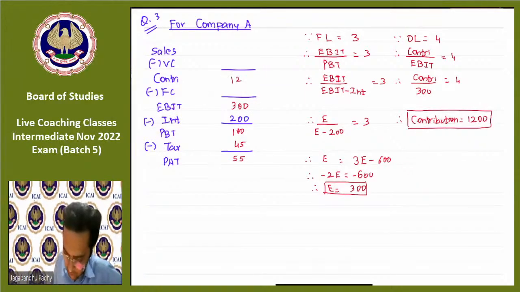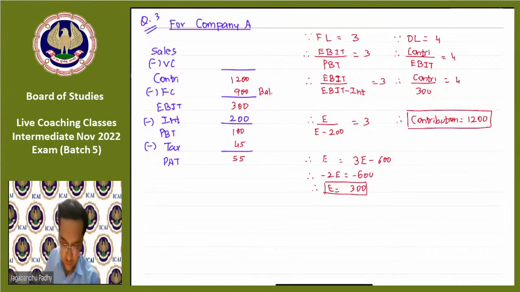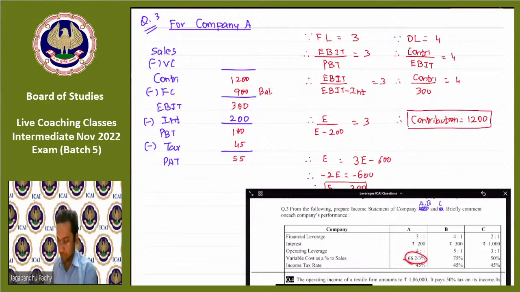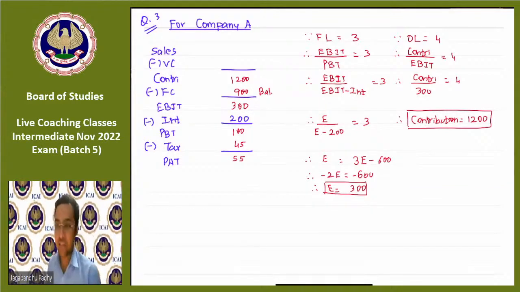The contribution is 1200. Can you tell me what will be the fixed cost? Of course, it's the balancing figure, sir. So you can say fixed cost is the balancing figure of 900, right? Now to compute sales and the variable cost, we have to take help of this number. Variable cost as a percentage of sales. Variable cost as a percentage of sales is 66 2/3%.